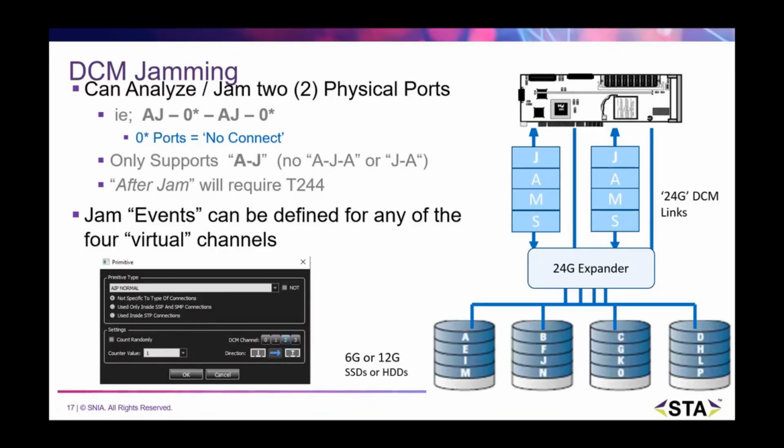By jamming different virtual lanes, we can simulate noisy or hostile environments. Again, the goal is to test different aspects for error handling and link recovery. SAS uses multiple virtual channels, especially in wide port configurations. Jamming one or more channels can help assess crosstalk and signal isolation between them.